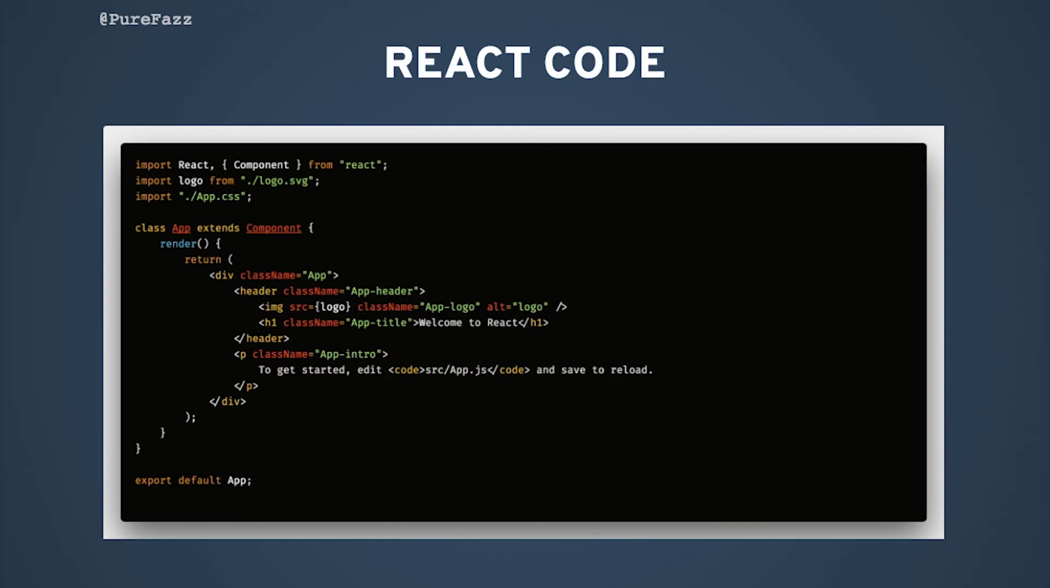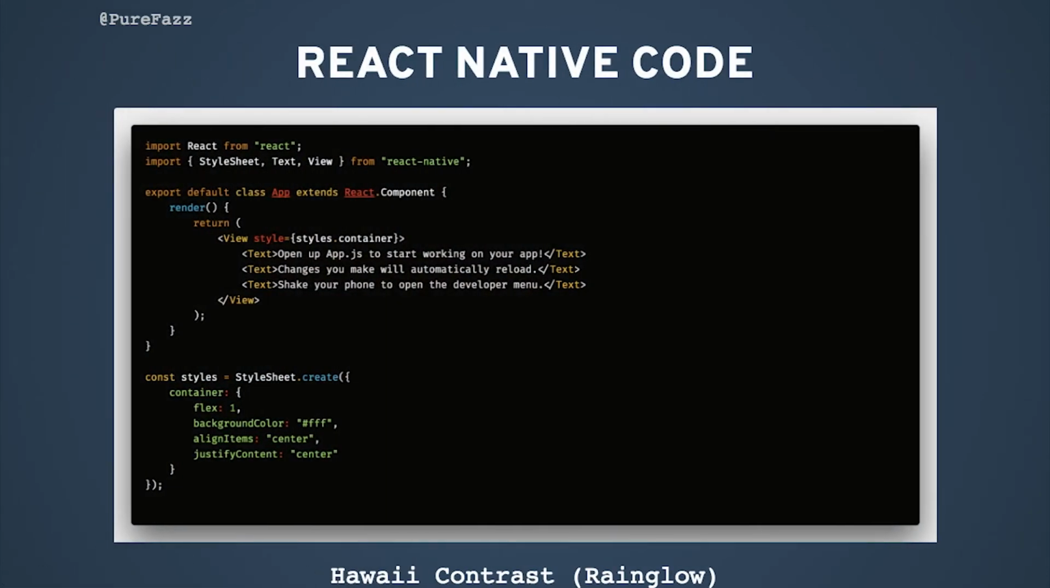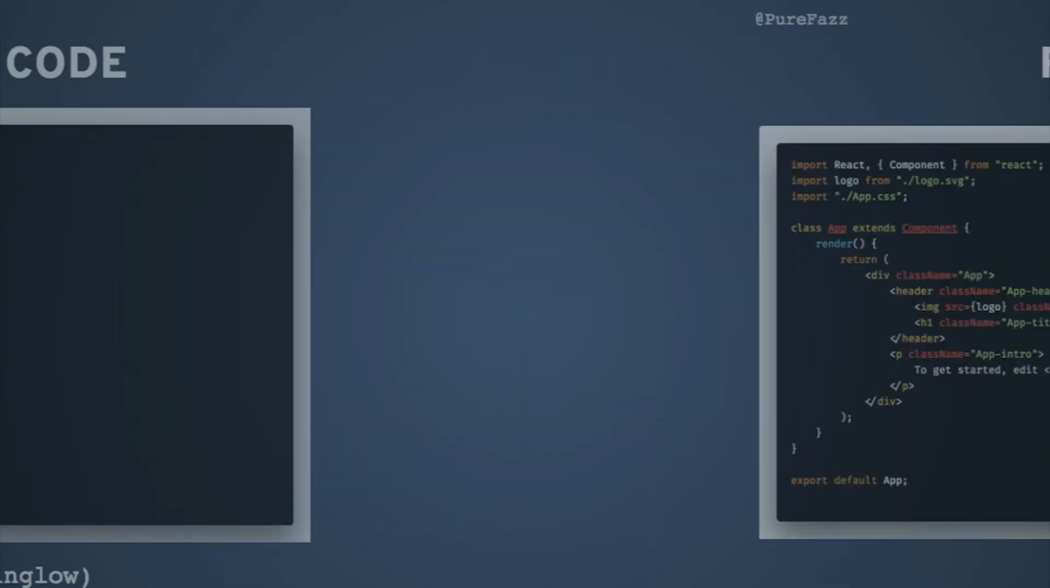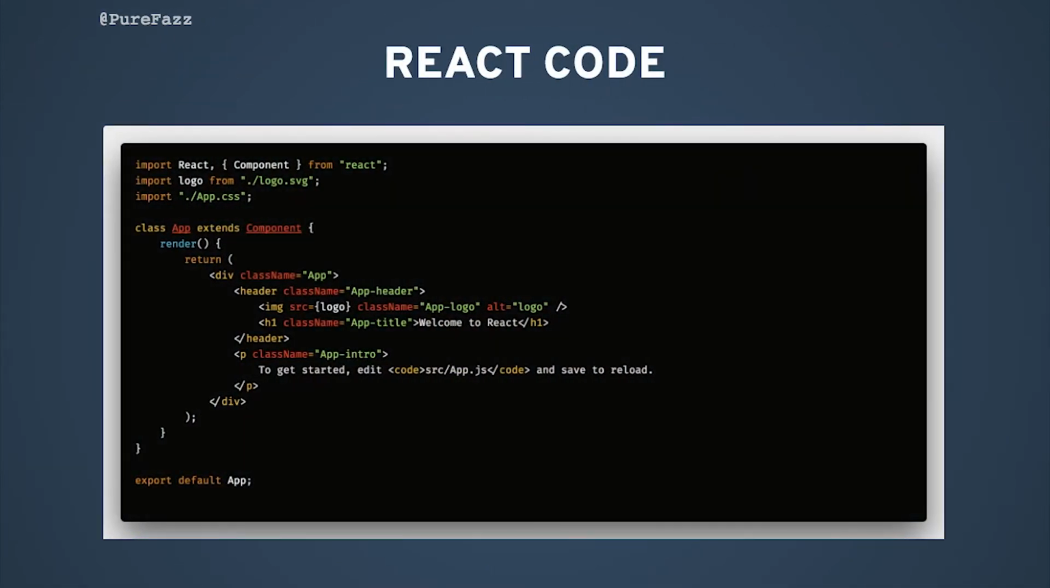And React code. So this is what happens when you run Create React App. The previous slide was Create React Native App code. This is what you get out of the box when you run Create React Native App, and this is what you get when you run Create React App. There's a bit more to it. You have a header section, you have an image which spins because it's an SVG, and you have a title and some code formatting inside the p tag.